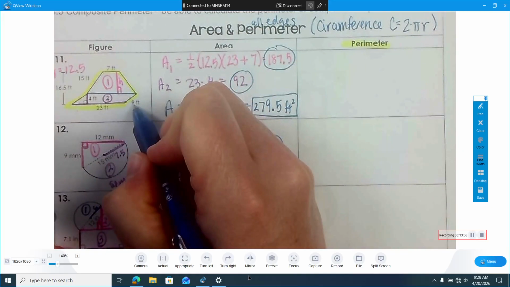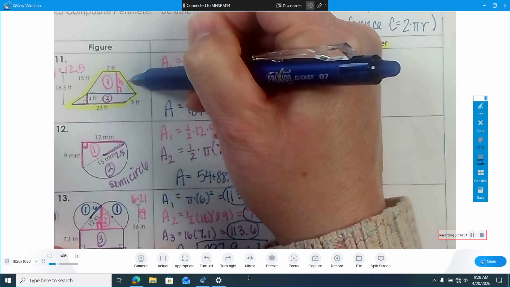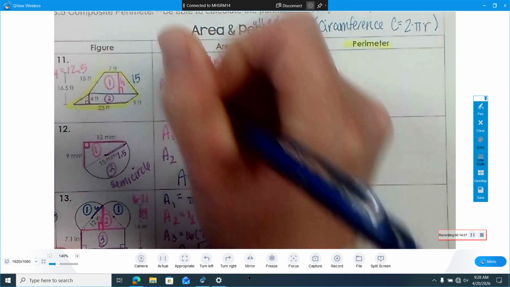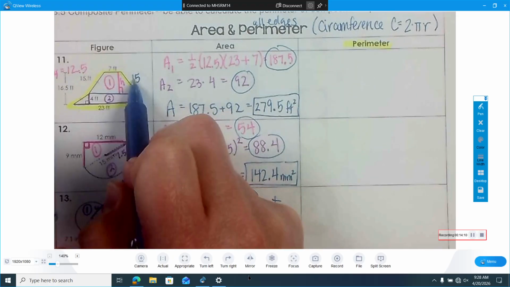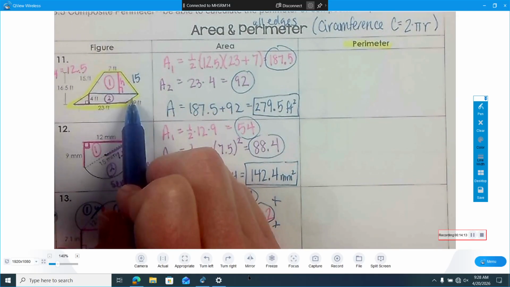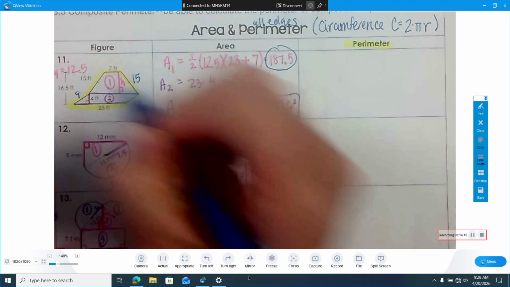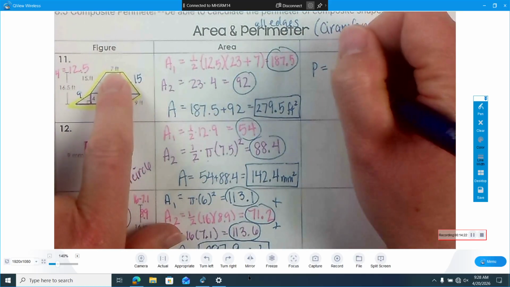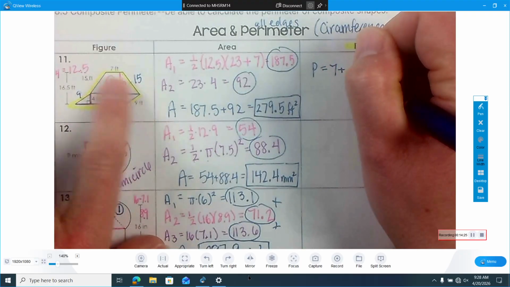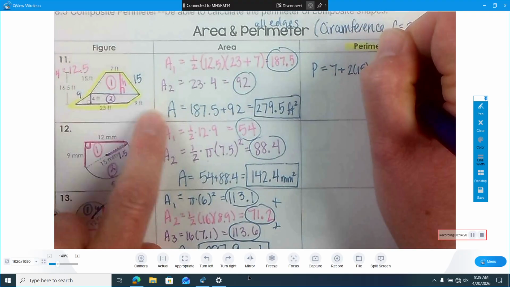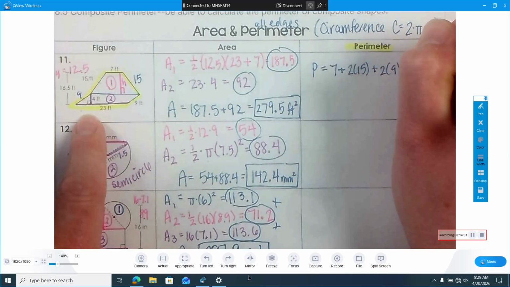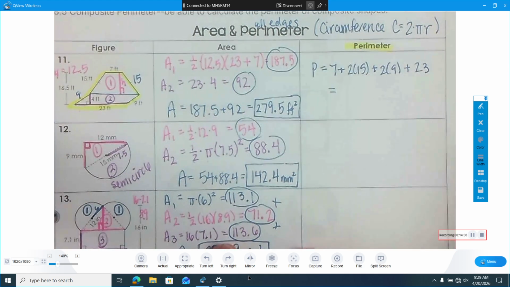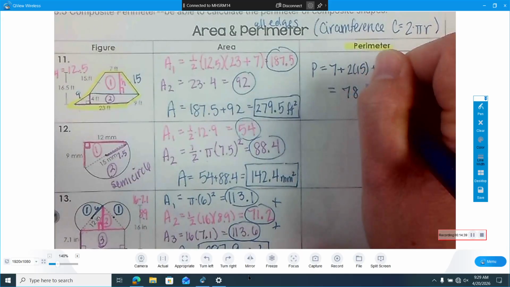And we have some tick marks here. Here's a single tick mark right here. What's that measure? 15, yeah. So we have a 15 over here and a 15. That's what those tick marks mean. Here we have 9 with a double tick mark, and over here another double tick mark is also 9. So the perimeter on number 11, I'm going to start with a 7. I have a 7 plus, I have 2 15s, I have 2 9s, and then I have a 23. And if I add those together, then I would get 78 feet.